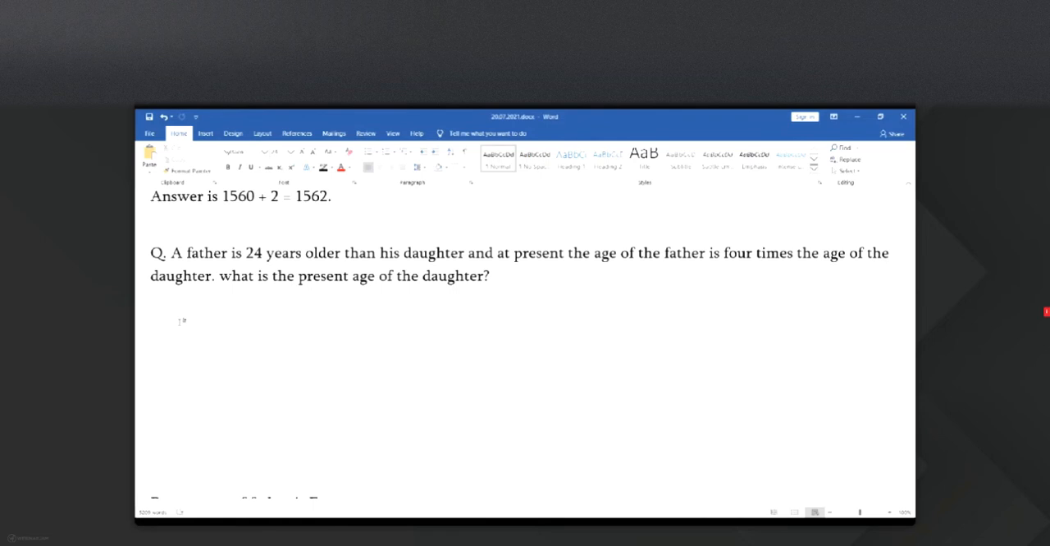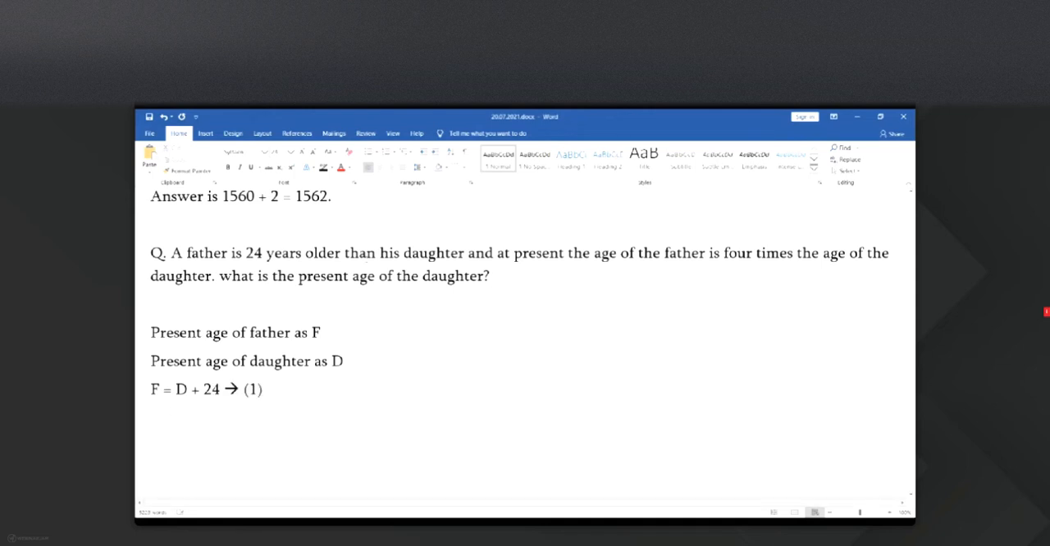Now, one of the important ways to do this is to take the present age of the father as F. Then take the present age of the daughter as D. So now we know the father is 24 years older than his daughter. So what does it mean? F is equal to D plus 24, right? So keep this as equation 1.